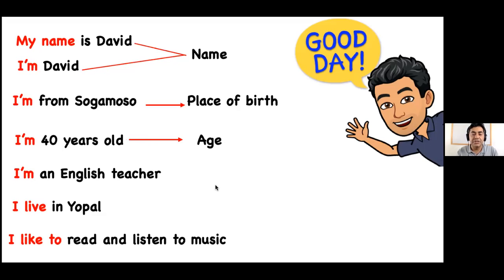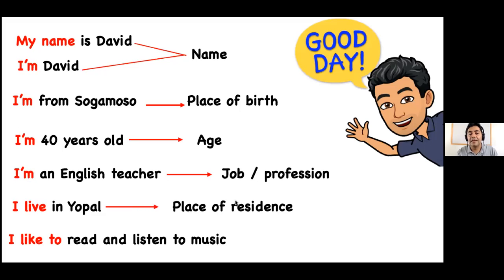I'm an English teacher is for job or profession. See? This is what I do. I live in Yopal. Place of residence. See? So the place where I live. So Yopal, that's my place of residence. And I like to read and listen to music is for hobbies.